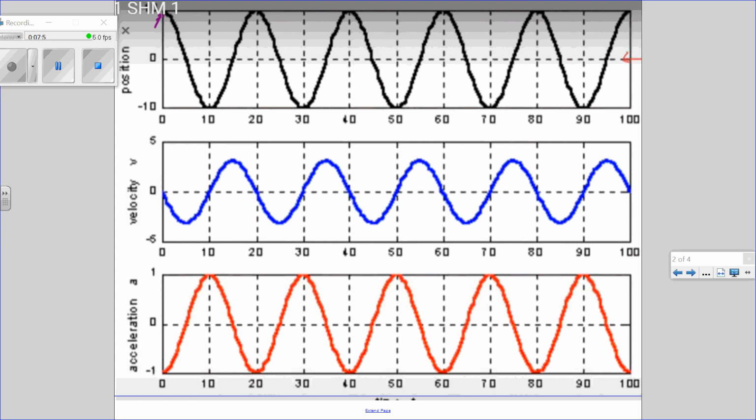And if we look at this point right here, where you have maximum displacement, I want you to notice that at this maximum displacement, we have a velocity of 0. And so at that point, the velocity is 0.